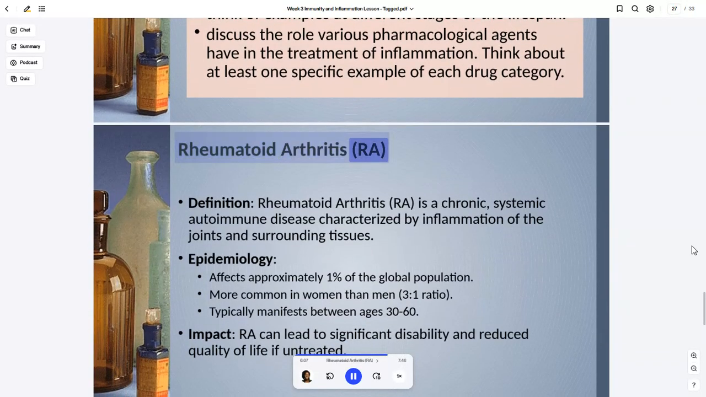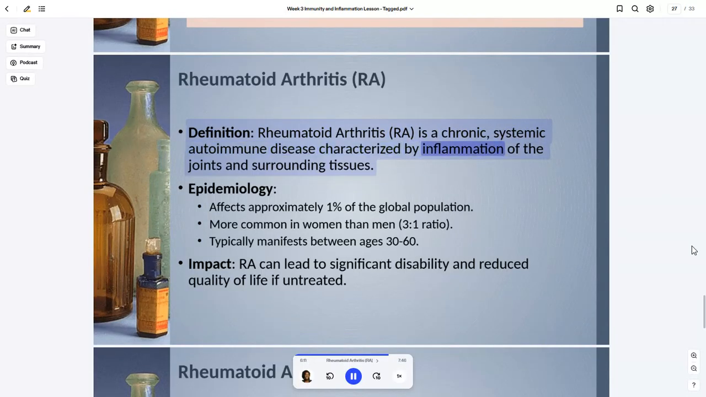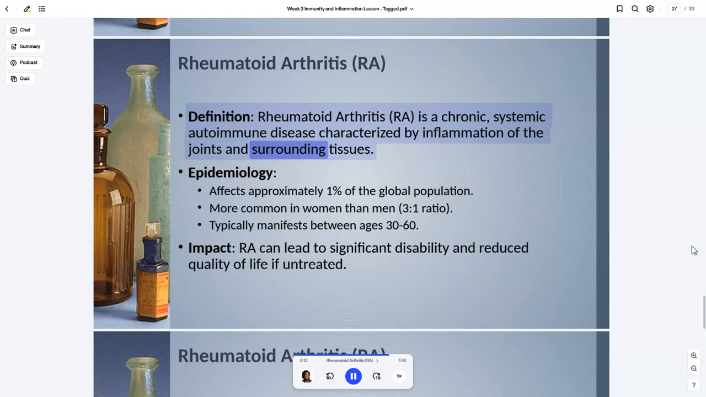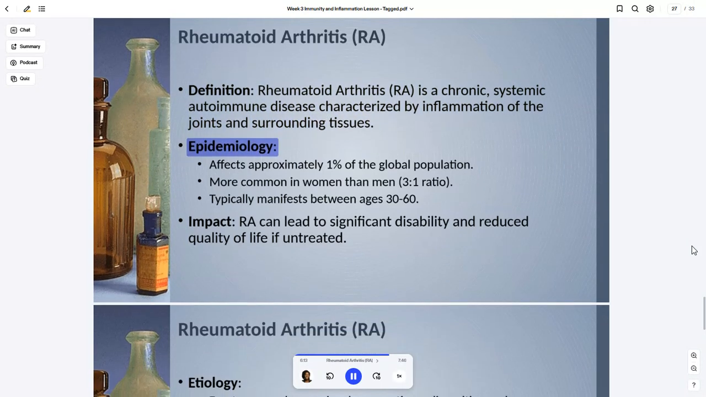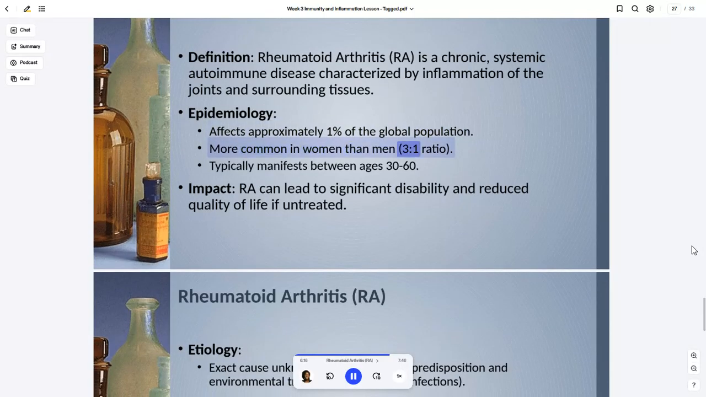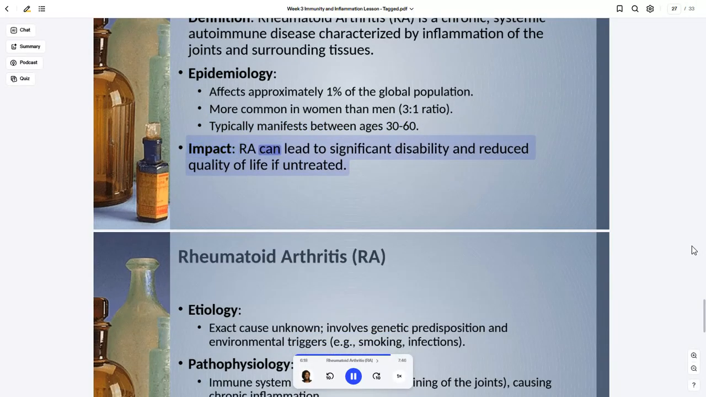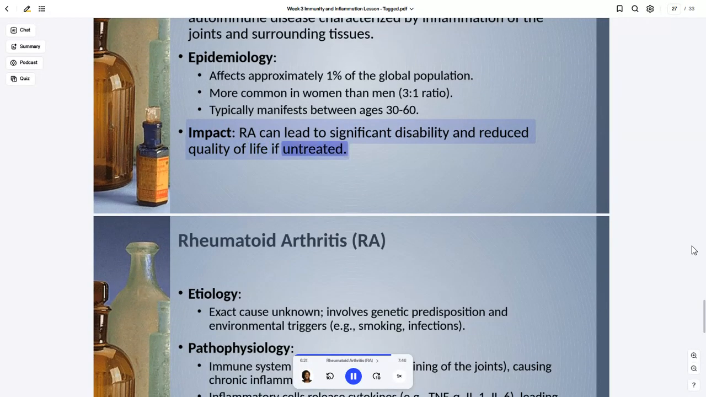Rheumatoid arthritis, RA. Definition: rheumatoid arthritis is a chronic, systemic autoimmune disease characterized by inflammation of the joints and surrounding tissues. Epidemiology: affects approximately 1% of the global population. More common in women than men, 3:1 ratio. Typically manifests between ages 30 to 60. Impact: RA can lead to significant disability and reduced quality of life if untreated.